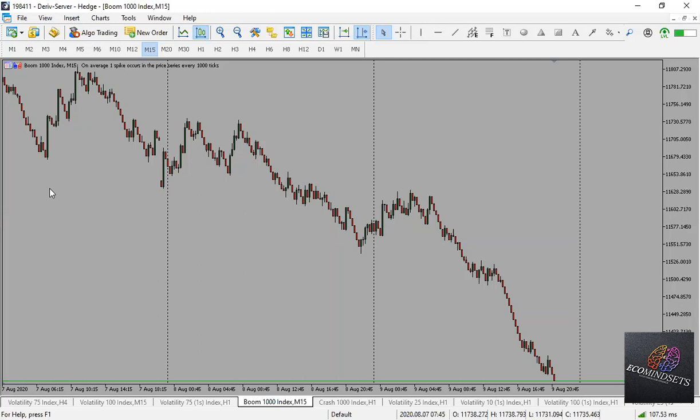So we will quickly look into that, and then we will see how best we can use this strategy to milk the Boom and Crash market. A very simple strategy, though you can use it for other volatility trading pairs, but today's focus is on Boom and Crash. So that is what we are going to look at this evening.